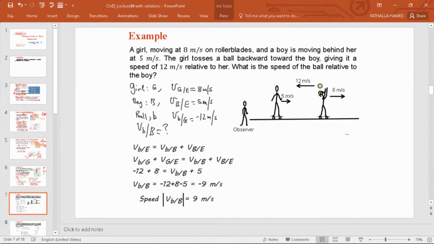So in this case, it's one-dimensional motion along the x-axis. The girl is moving at 8 meters per second along the positive x-axis. The boy is behind her, moving at 5 meters per second along the positive x-axis. But the girl now tosses a ball backward at 12 meters per second, relative to the girl. There is an observer here who is stationary, basically on the earth. To apply what we learned, we're going to use a capital G for the girl, capital B for the boy, and small b for the ball.